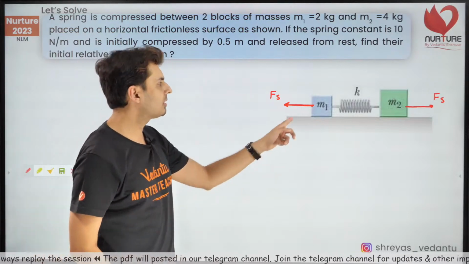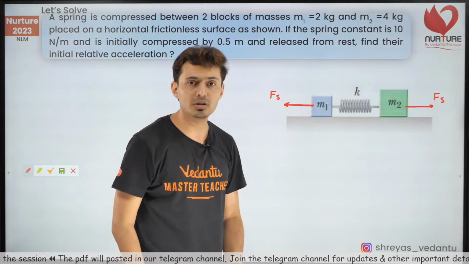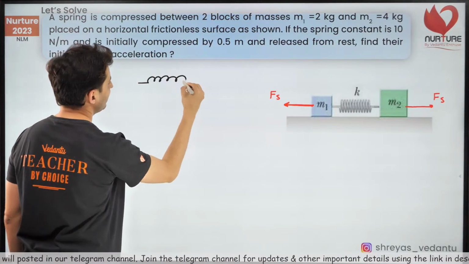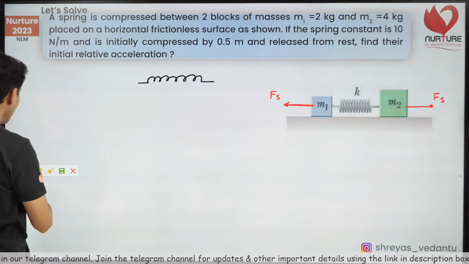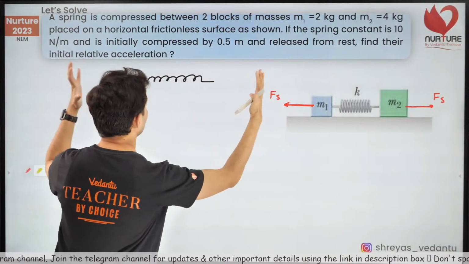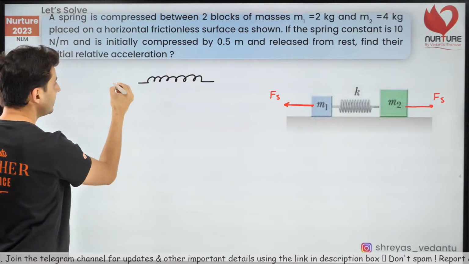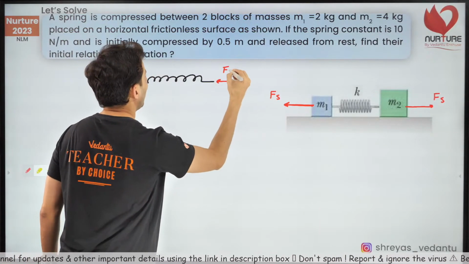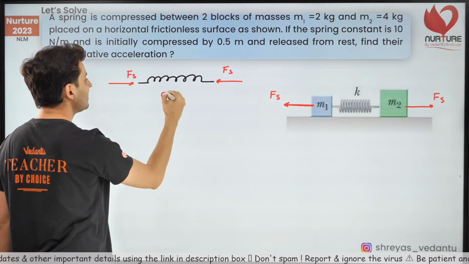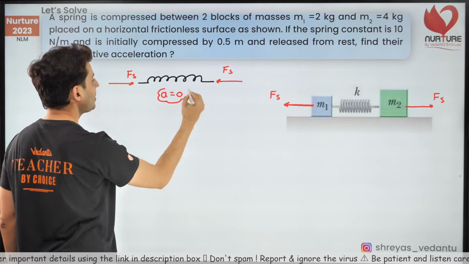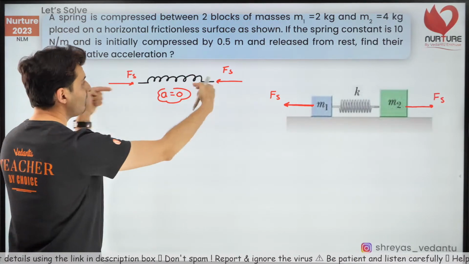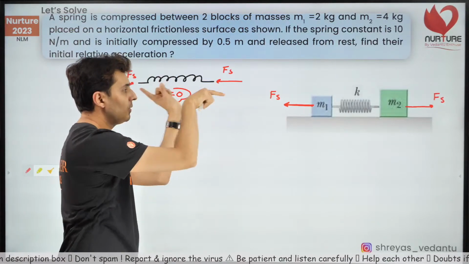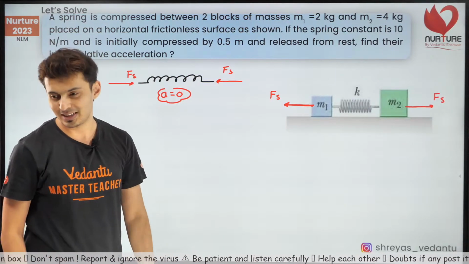You might think, no sir, the blocks are different. How can Fs be the same? Here is the logic behind it. If you draw the free body diagram of the spring, because it is compressed, the blocks are bringing them closer. Spring force will act from here and from here, and both of them must be equal since it is at rest. So the forces from both sides should be equal. So the forces which the spring applies on both the blocks should also be equal.